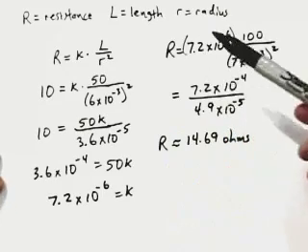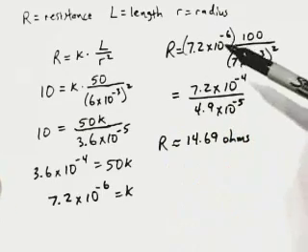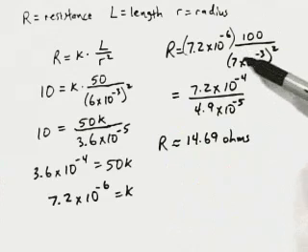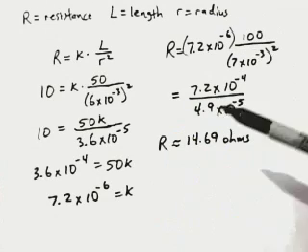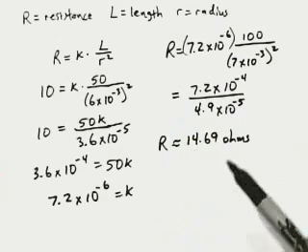So the resistance, if we had 100 feet of the same wire, but increase the radius to 7 times 10 to the negative third inch, would be roughly 14.69 ohms.